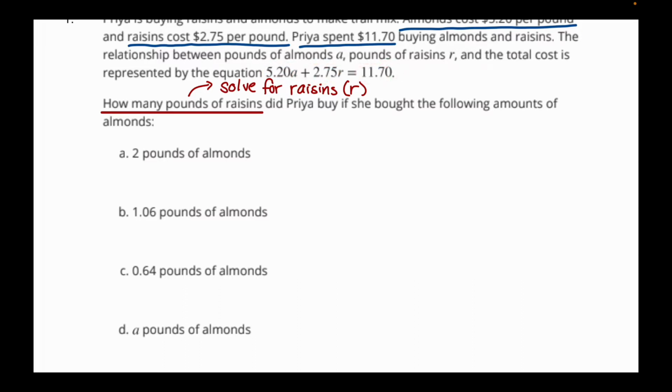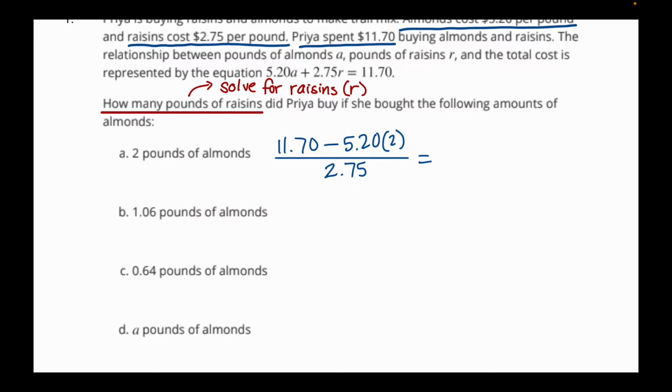So for calculating some of this, I would have to take that total of $11.70 and subtract however much money she spent on almonds. In this case, she bought 2 pounds, so that's $5.20 for the 2 pounds of almonds. That's going to give us the amount of money she spent on raisins, but I want to know the number of pounds and not the total price. So I'm going to divide that by 2.75, which is the price per pound. And this is what I'm going to evaluate.